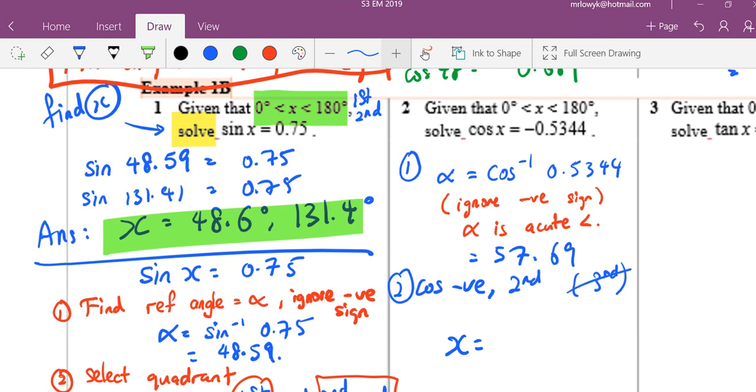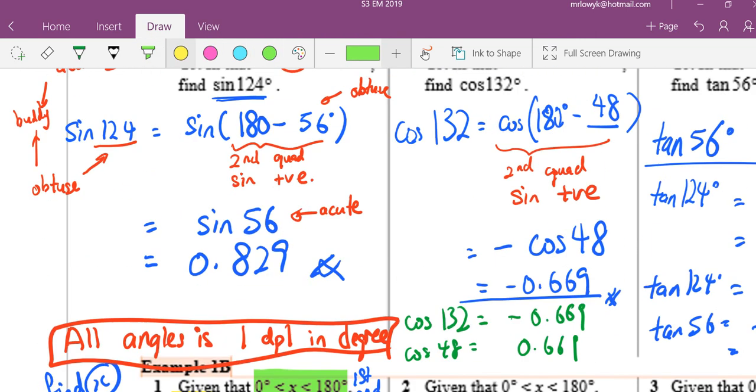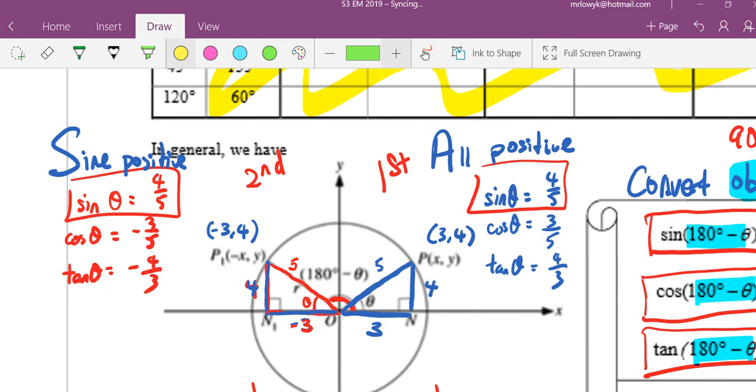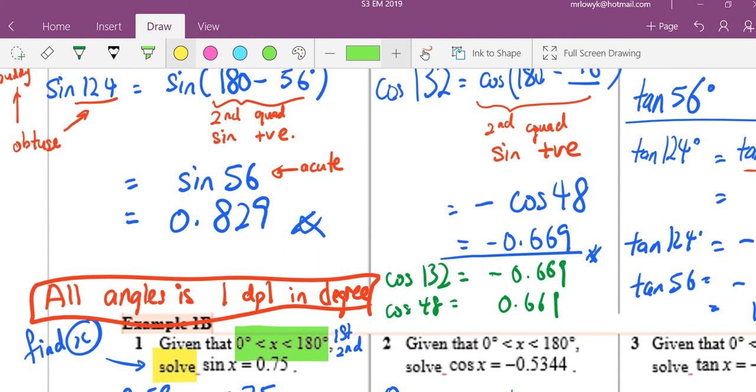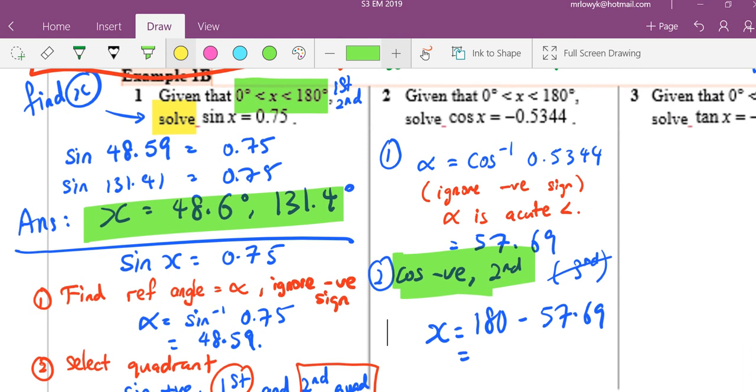This I know. How do I know? Because yesterday we went through and we concluded that for the second quadrant, cosine is negative. Tangent is negative. Only sine is positive. So once I see that cosine produces a negative ratio, I know it must be in the second quadrant. In the second quadrant, it must be 180 minus the reference angle. And what is the answer? Remember, one decimal place. Yeah, because the other answer is in the third quadrant, which we haven't learned yet.